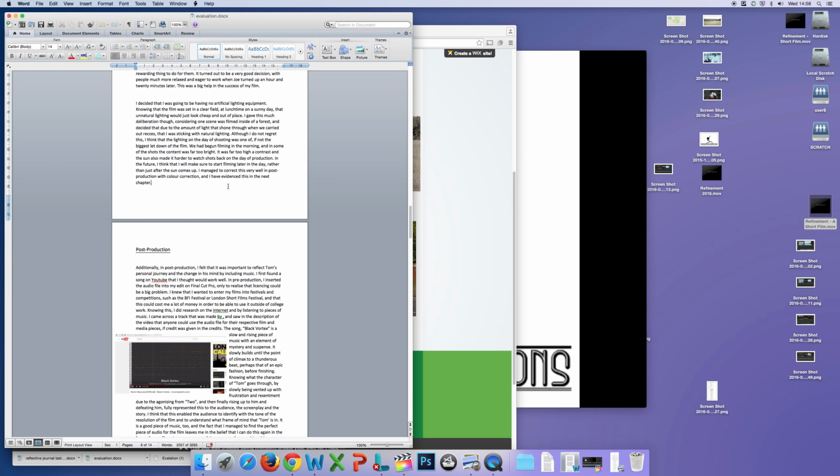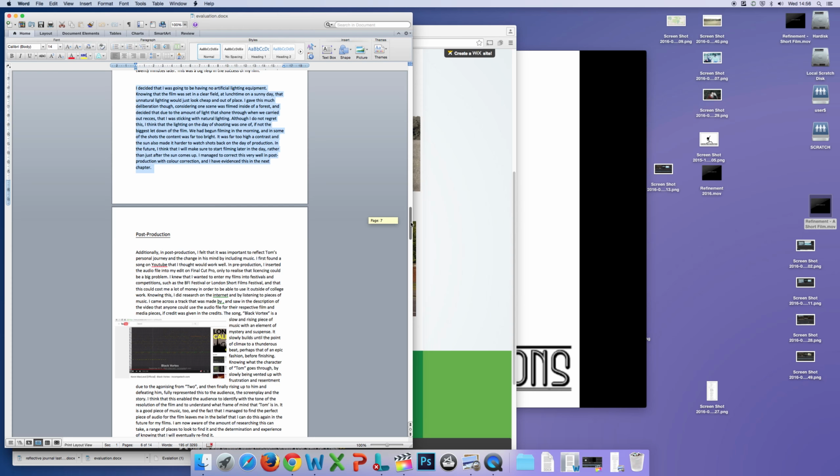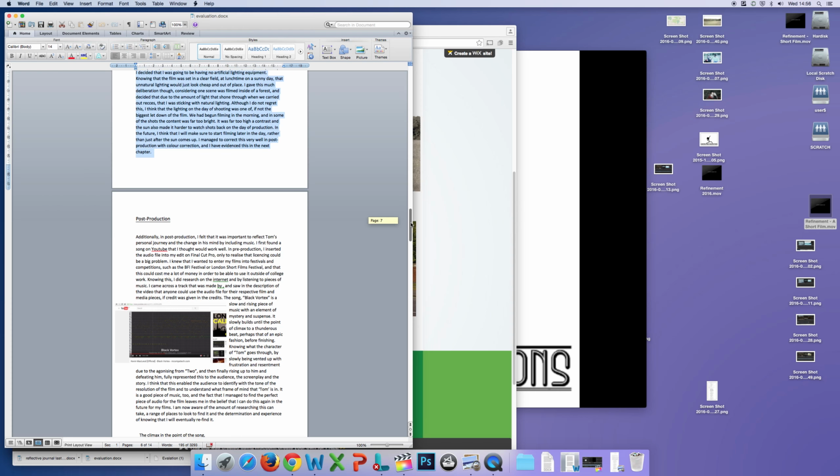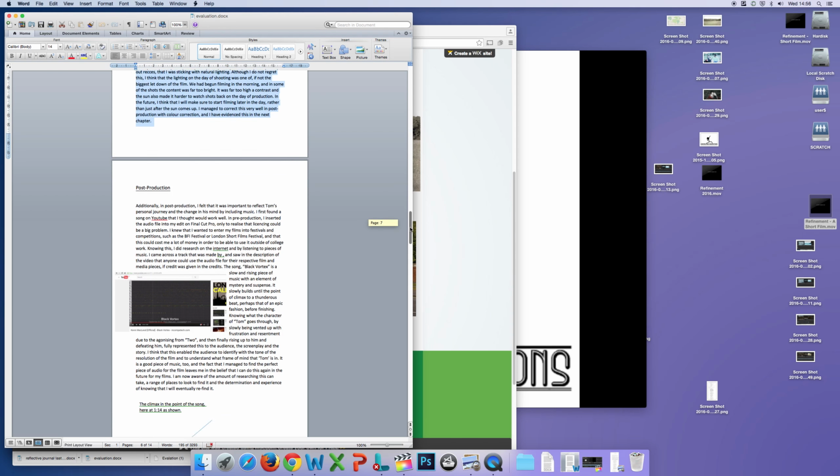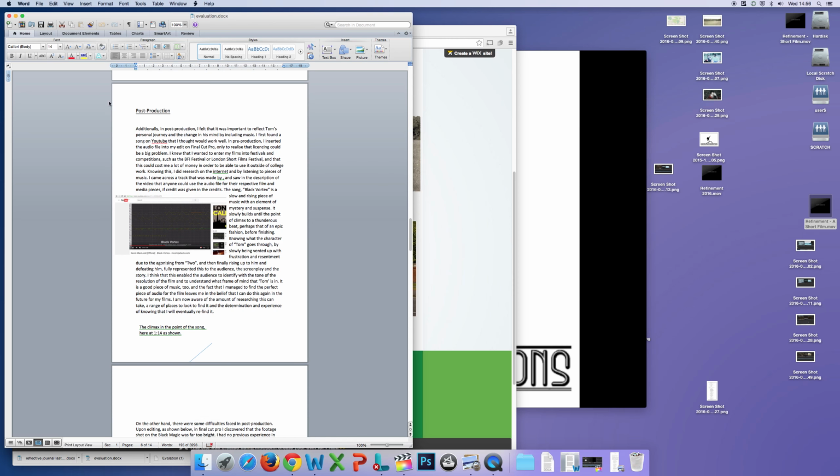I then went into detail in my explanation as to why I haven't used lighting, why I think not using the lighting was beneficial, and how the natural lighting on the day was actually one of the biggest hindrances to the film. Just to talk about what did go well, and how I'm going to fix this as well. In the last part of the evaluation, I've got into post-production and audience feedback.